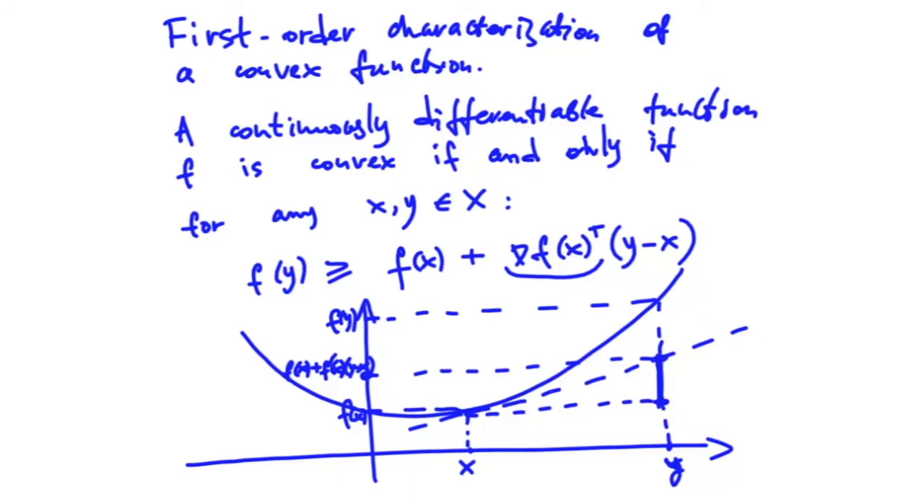So, this characterization is an if and only if characterization, which means that for a continuously differentiable function, if it is convex, then this inequality is satisfied. And on the other hand, if this inequality is satisfied for every pair of points x and y from the set X, then the function f must be convex over the set X. Let's write this characterization again.